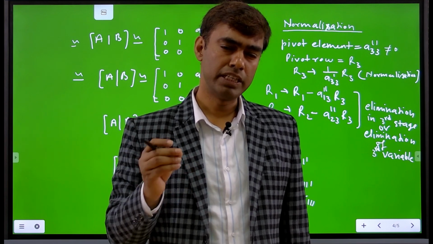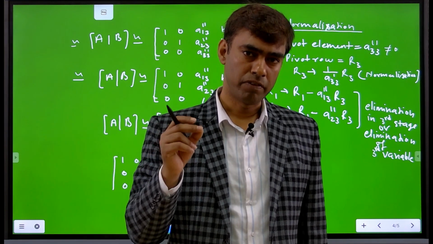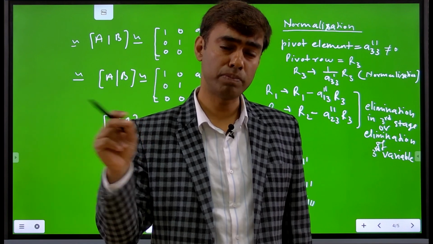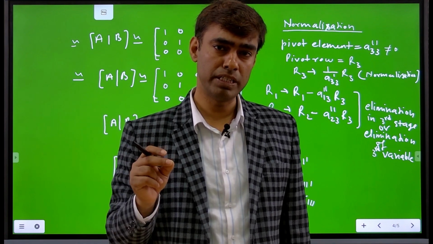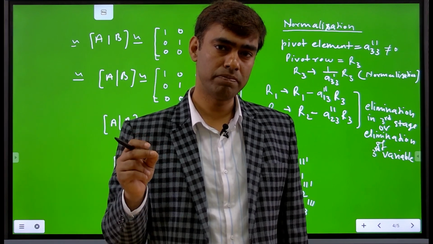Then we perform the normalization. First of all, we choose the first pivot element, which is the common element of the first row and first column. And which one is the pivot row?